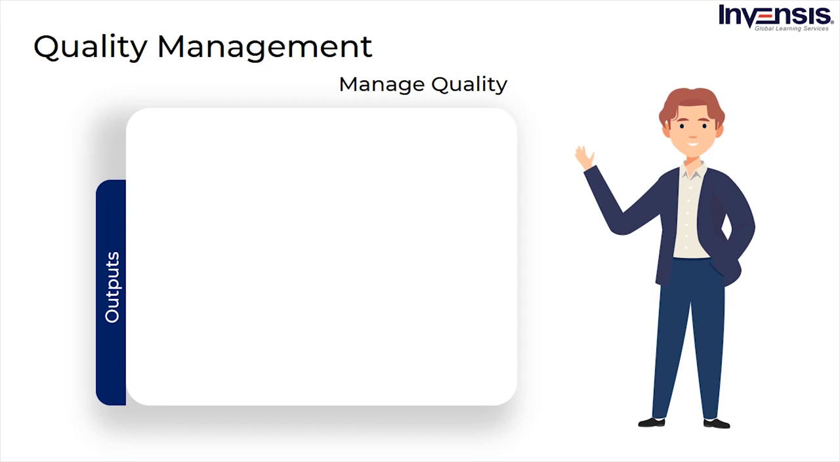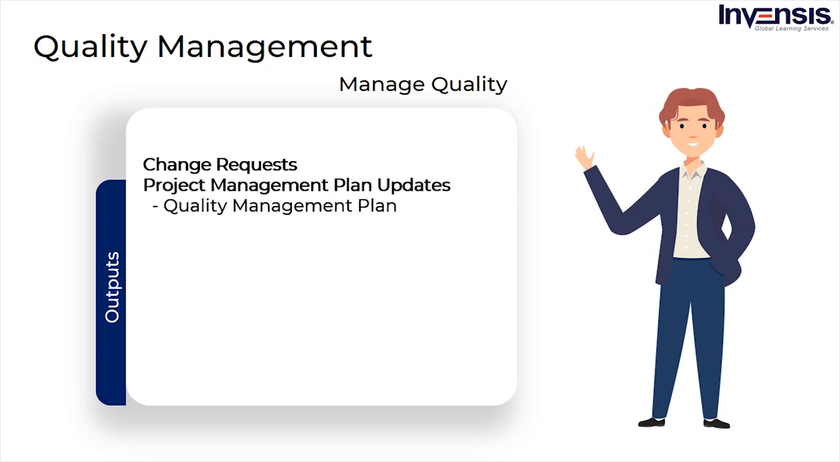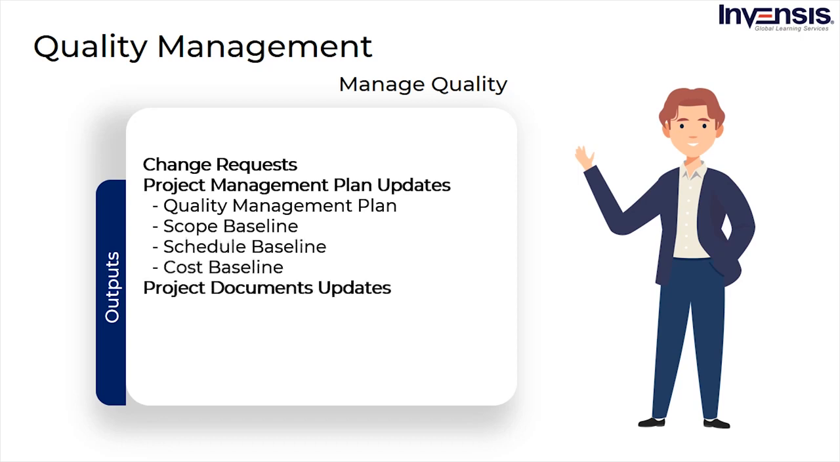Now, coming to the outputs, firstly, we have test and evaluation documents. Then we have change requests. Next, project management plan updates include quality management plan, scope baseline, schedule baseline, and cost baseline. At last, we have project documents updates that include issue log, lessons learned register, and risk register.